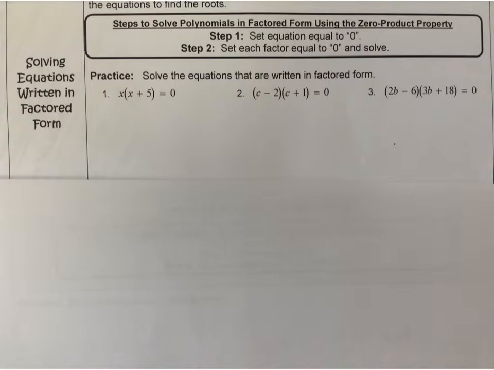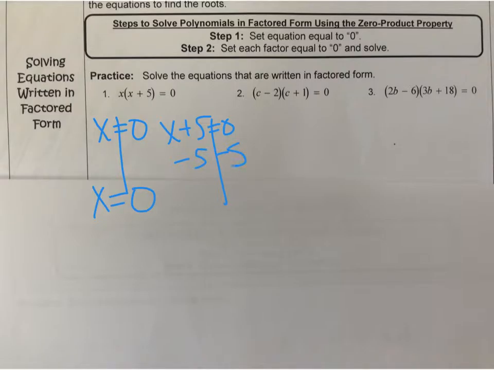So the two steps that we're going to use to solve after we factored is first we'll take both factors and we're going to set them equal to 0. So we'll say x equals 0 and x plus 5 equals 0. The second step is to solve for x. Well, this one's already solved for x, so we just get x equals 0. For this equation, we need to subtract 5 on both sides, so we get x equals negative 5. So these would be our two solutions or our roots.